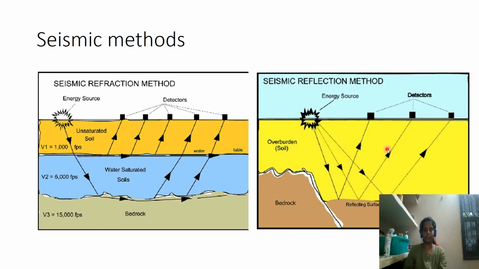There are two types of tests: the seismic refraction method and the seismic reflection method. In the seismic reflection method, the geophones or detectors receive only the reflected waves. Whereas in the seismic refraction method, we get three types of waves: direct waves, refracted waves, and reflected waves. So geophones can capture three types of waves here.